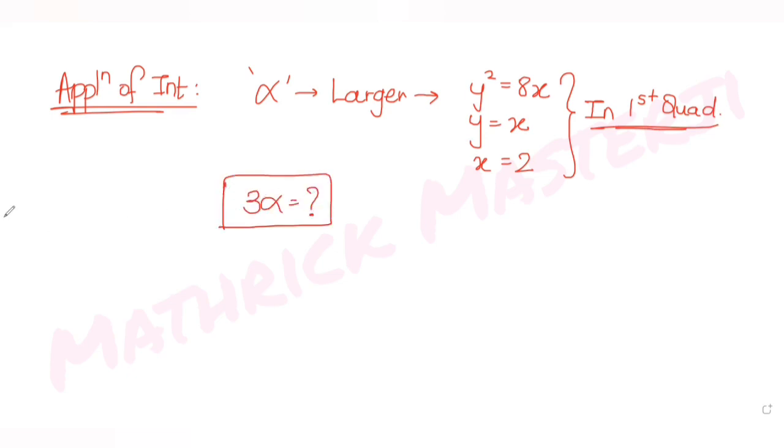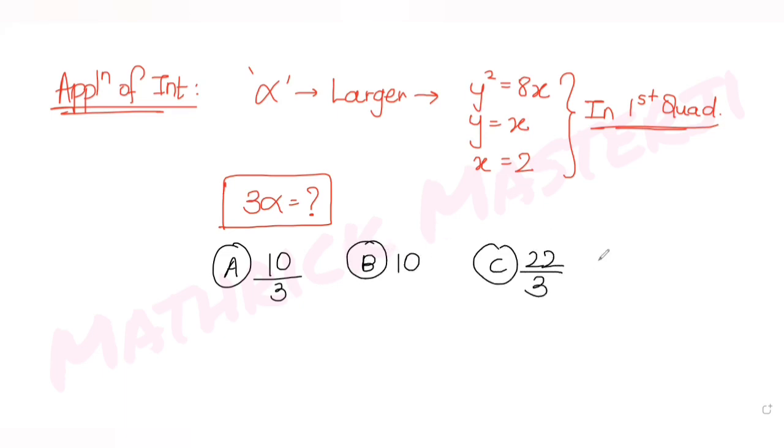The answer choices given here are: the first option 10 over 3, the second option 10, the third option 22 over 3, and the fourth option 22. So we need to figure out the value of 3 alpha, where alpha is the area of the larger region bounded by these three curves. Let's figure out this idea first.